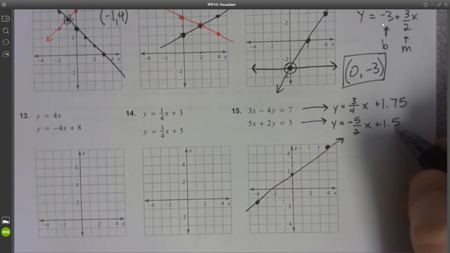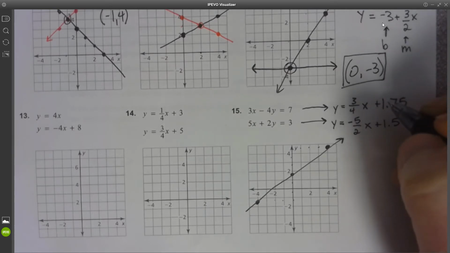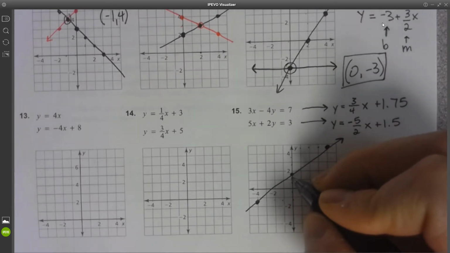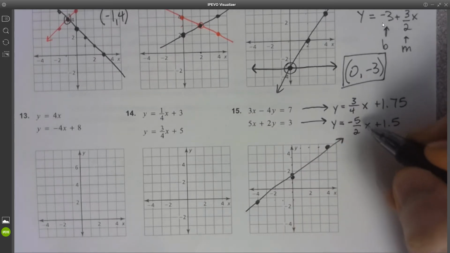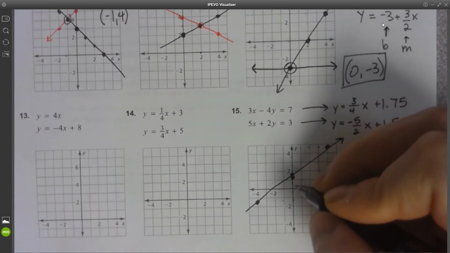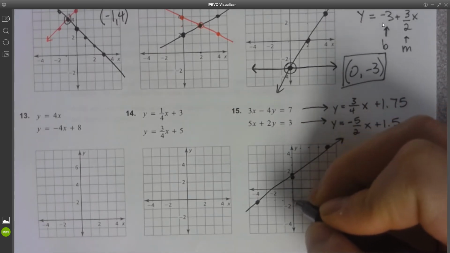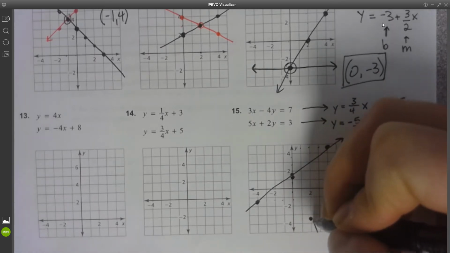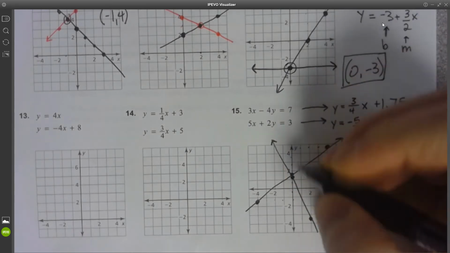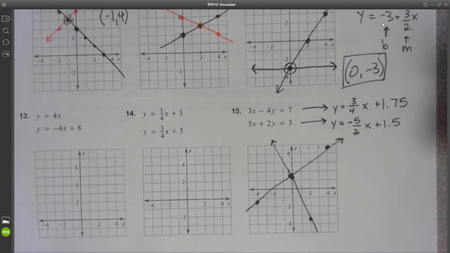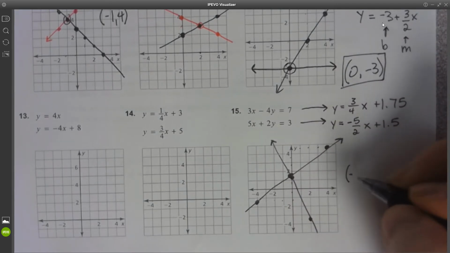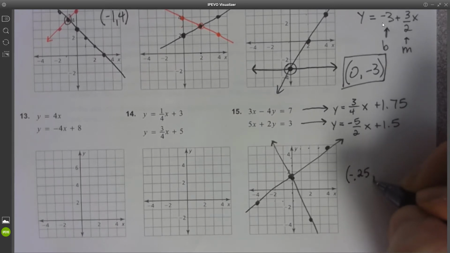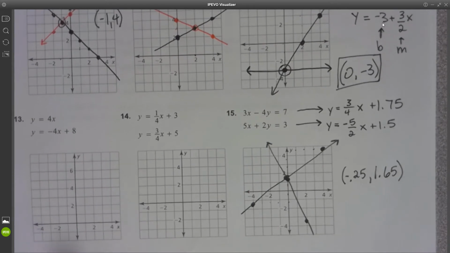The second line starts at 1.5, so that would be about here, and it has a negative 5 over 2 slope, so 1, 2, 3, 4, 5, run of 2. And this line is going to go that way. So I can see the intersection point is about right there. So let's say about negative 0.25 and 1.65. I just kind of made up some rough numbers there.